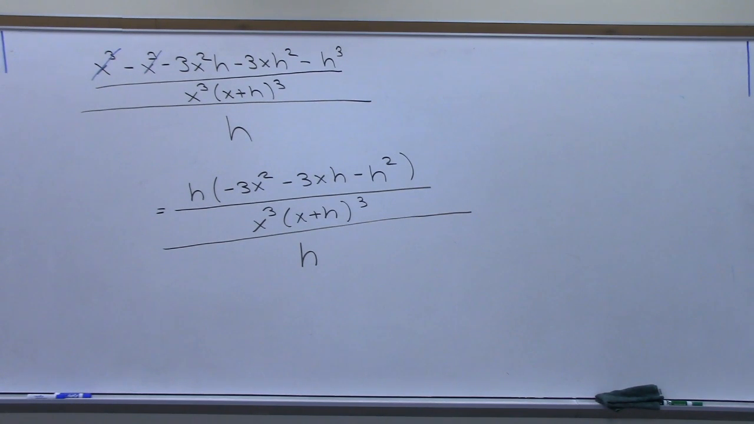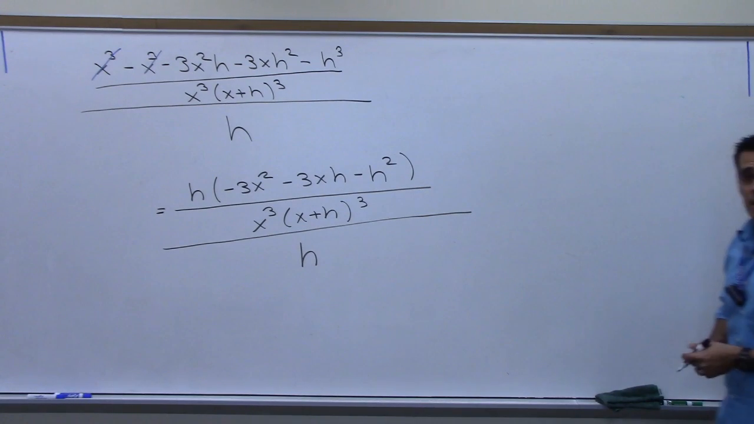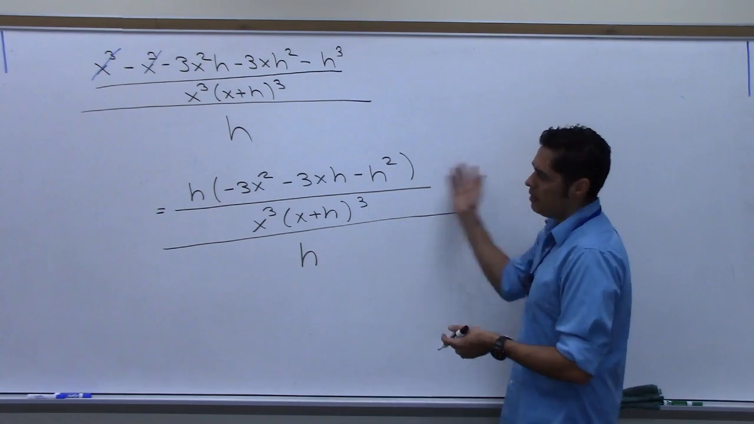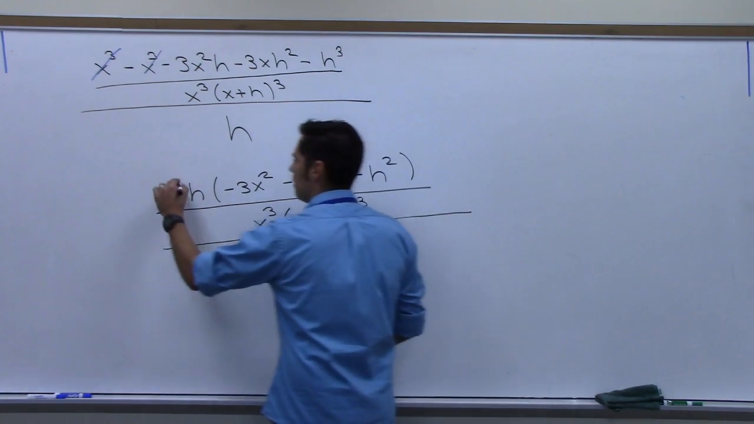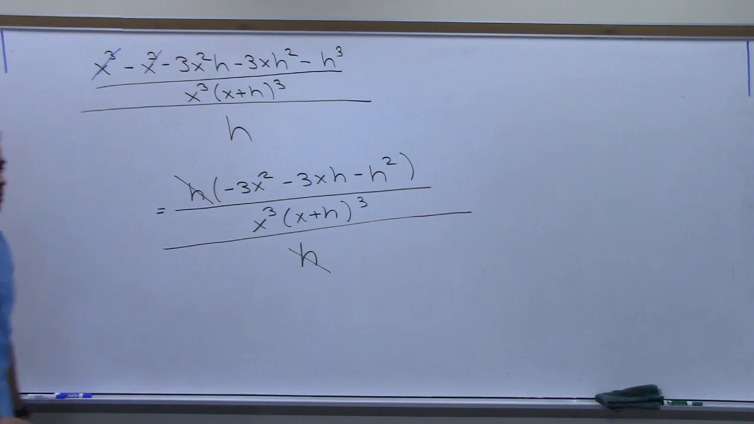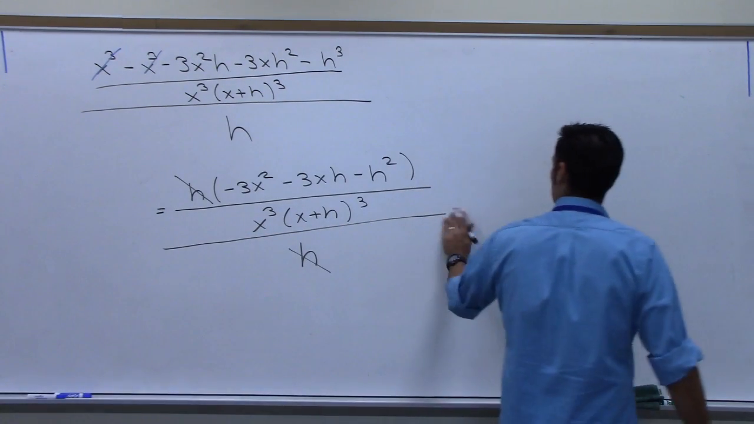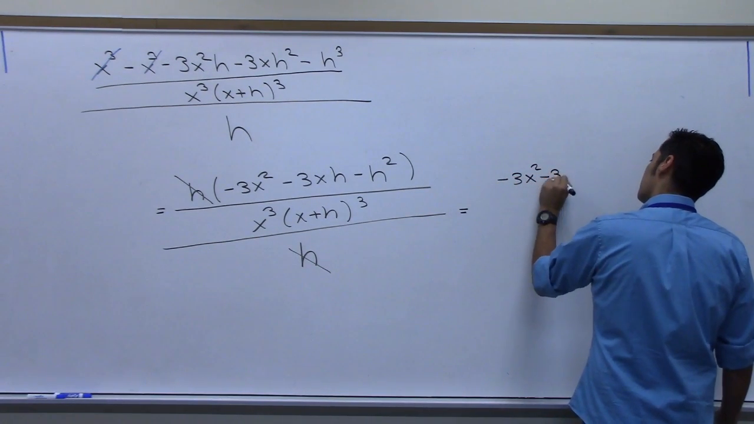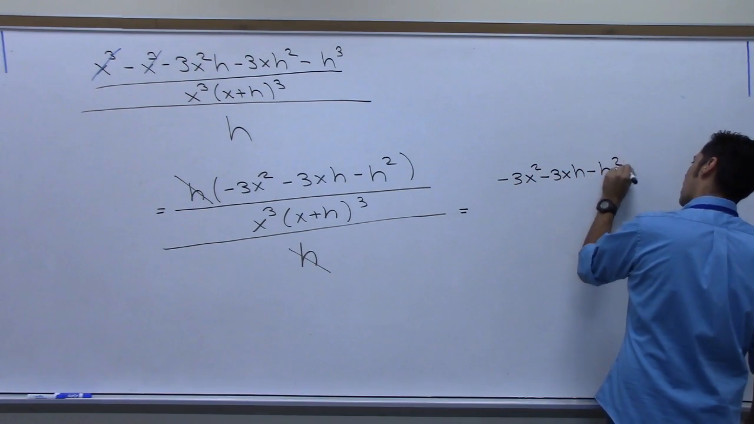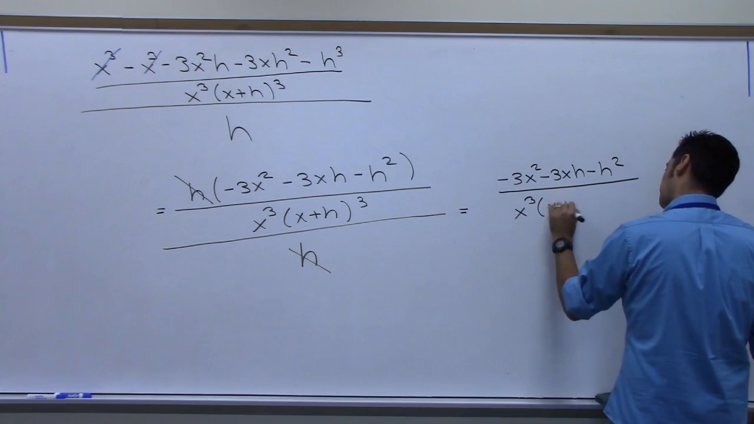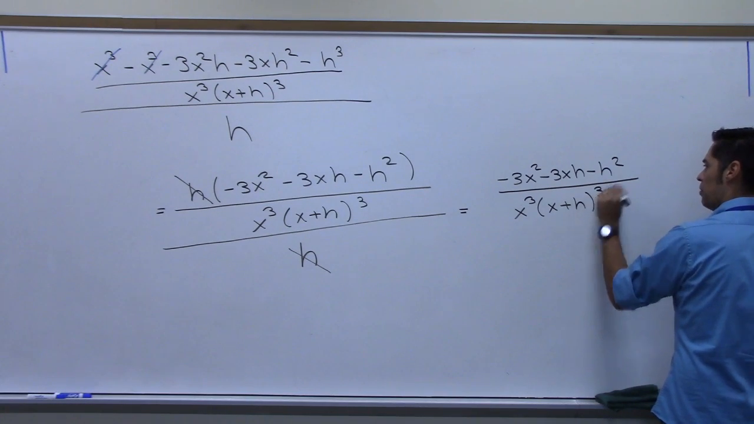Does anybody have any questions? Can I cancel those h's? Yeah, because remember it's h over 1, and then you flip it, and the h's would cancel. So I'm just going to cancel them here, and that expression is your answer. Just leave it like this: negative 3x squared minus 3xh minus h squared over the common denominator, x cubed times x plus h cubed.